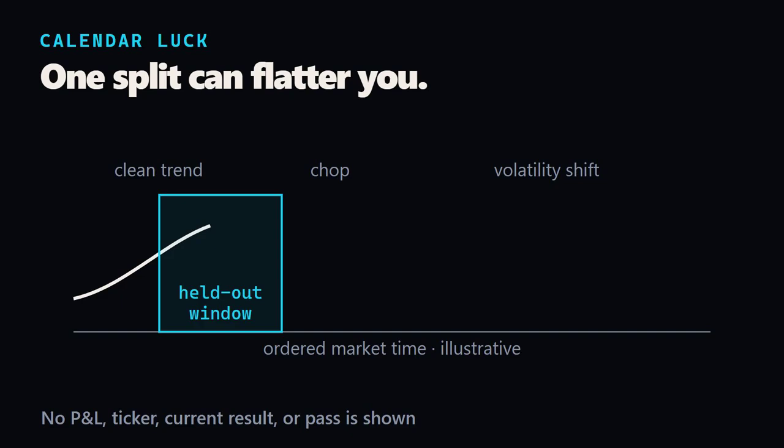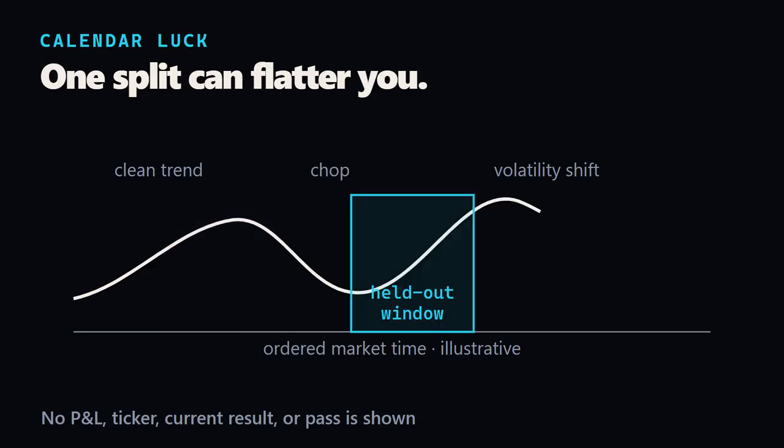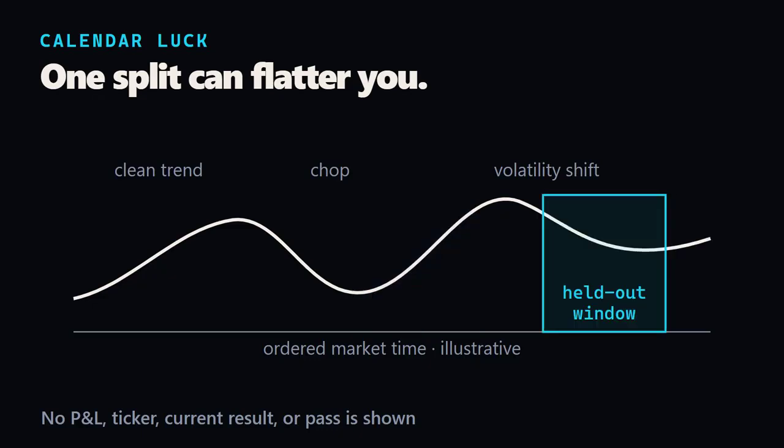Imagine a strategy that looks steady on one historical split. Its test period may contain a clean trend, friendly volatility, or a fortunate trade sequence. Choose another fair chronological split, and the picture can change. Markets arrive in order. Time is not interchangeable. The question is not whether one out-of-sample window was good, it is whether evidence survives many credible calendar cuts.